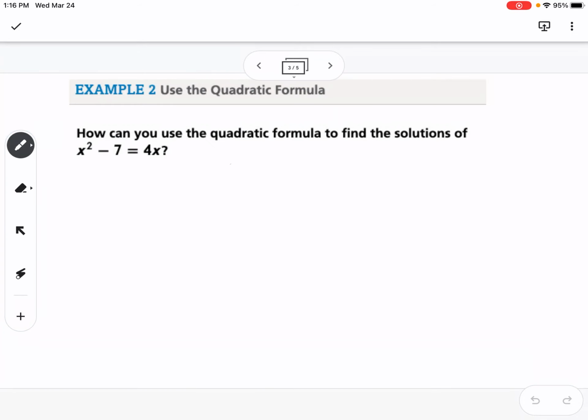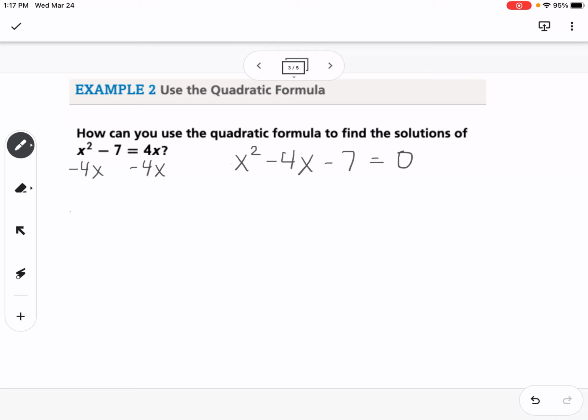So our first example, how can you use the quadratic formula to find the solutions of x squared minus 7 equals 4x? So first of all, we need to put this in standard form, and we need to set our quadratic equation equal to 0. So to do that, I'm going to subtract 4x from both sides, which is going to give me x squared minus 4x minus 7 equals 0.